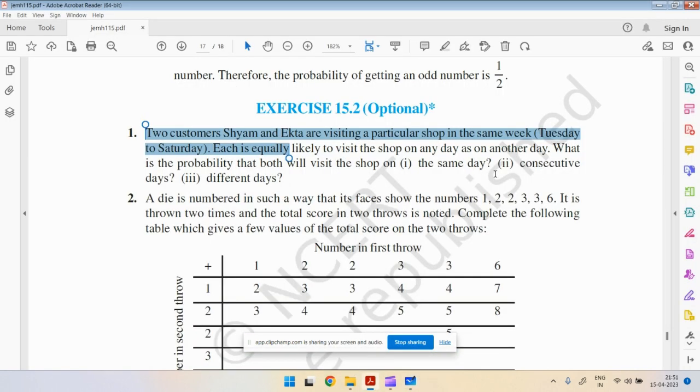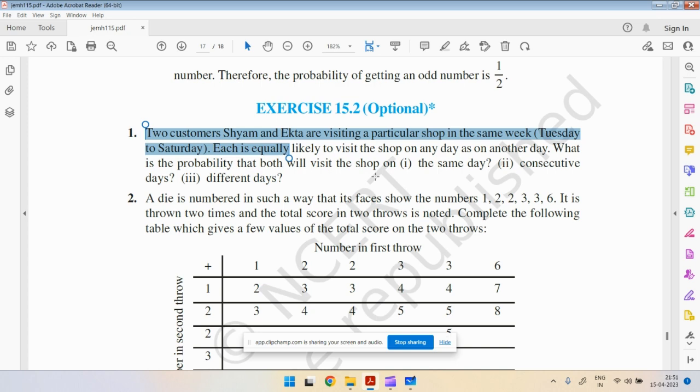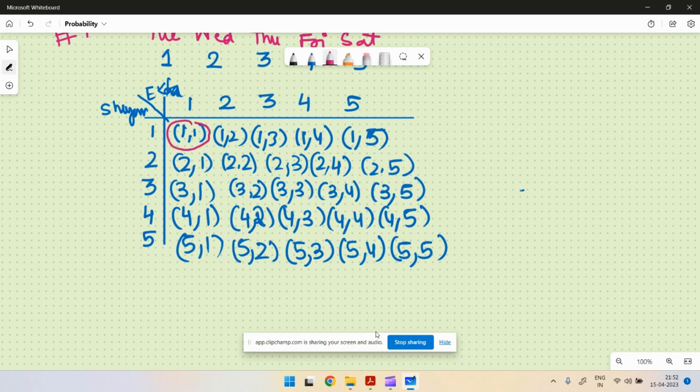So according to the question, first they will visit on the same day. See, if 1 is Tuesday, then 1, 1 means Shyam will visit on Tuesday and Ekta will visit on Tuesday, the same day. So the probability that they will visit the shop on the same day: same day means 1, 1, 2, 2, 3, 3, 4, 4, and 5, 5. Now, how many total sample points? This is 5 into 5, which is 25. There are 25 outcomes.